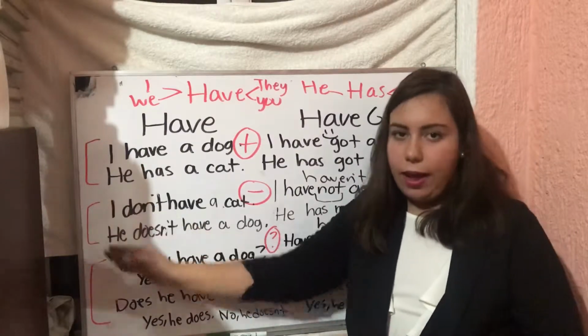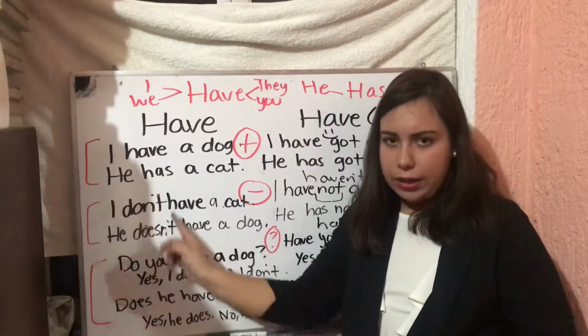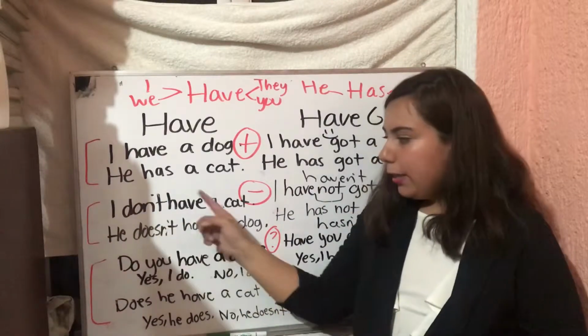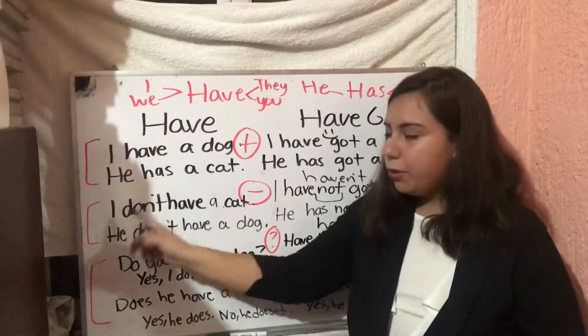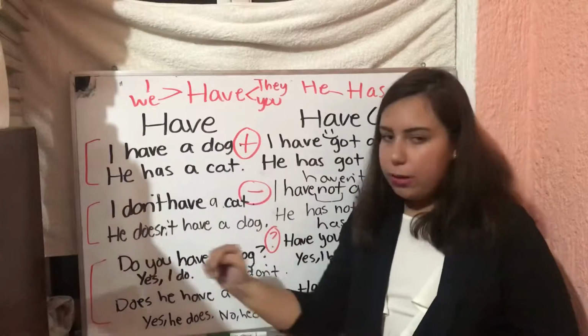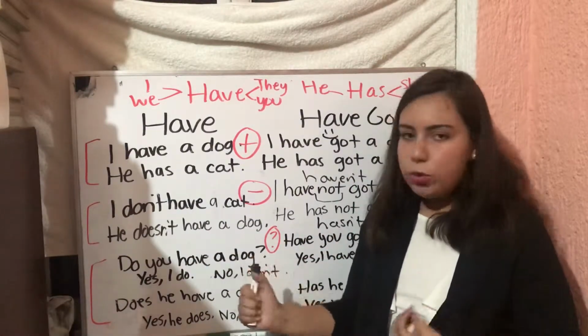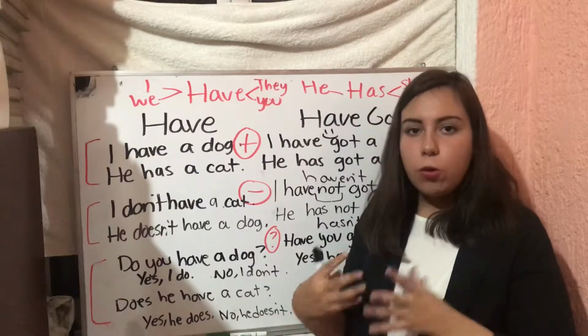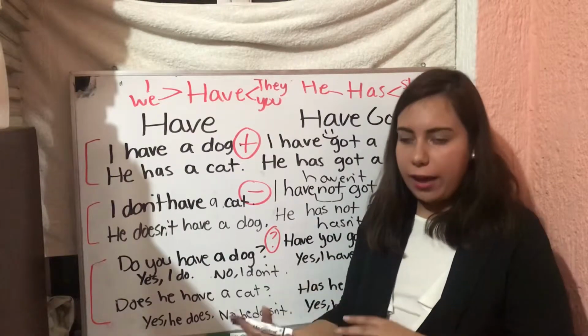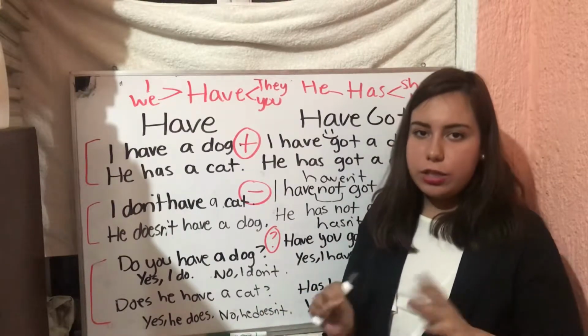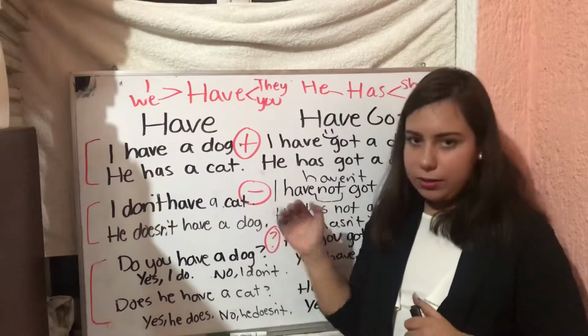Entonces, aquí sería el sujeto, el auxiliar do o does not y el verbo siempre en forma base. Cuando tengamos negativo, en este lado siempre va a ser have, porque ese es el verbo en forma base. I don't have, you don't have, we don't have, they don't have, he doesn't have, she doesn't have. Y ya lo demás, ¿ok?